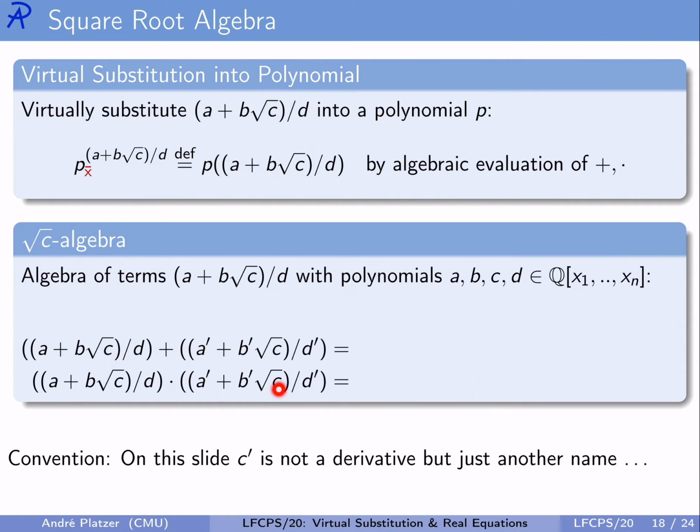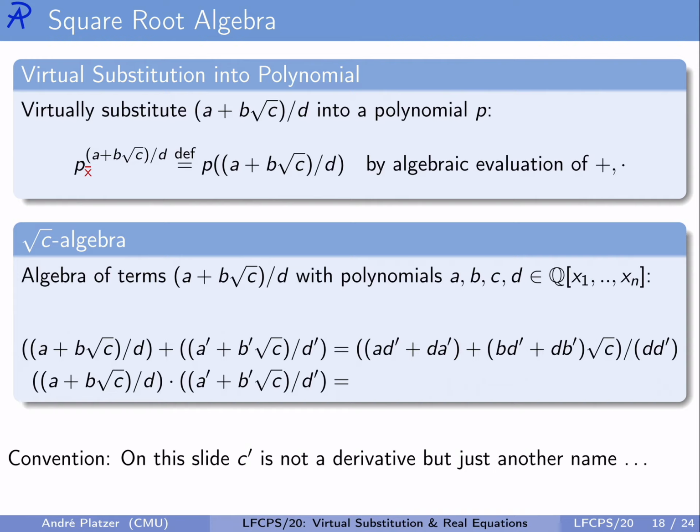Okay, now, if we're given this expression and that expression, and they share the same square root of c on both of those sides, well then, it's easy to add them. What do we need to do? We're adding two fractions by multiplying up to make sure that they have the same denominator. So we give the two of them the denominator d times d prime, and then multiply this up by d prime to make that happen, and multiply this up by d to make that happen. In other words, we have a times the d prime that we wanted, and over here we have a prime times the d that we needed, right? a prime times the d.